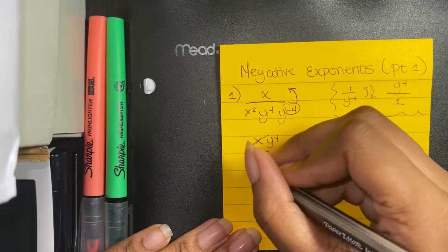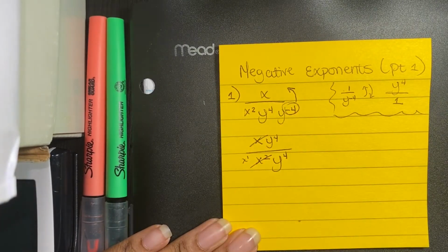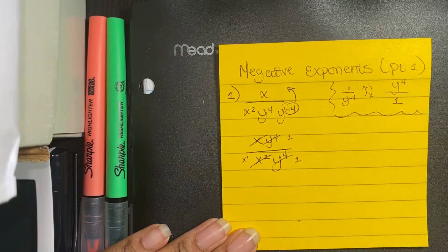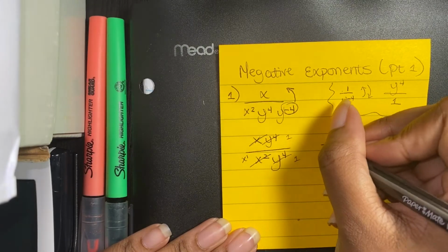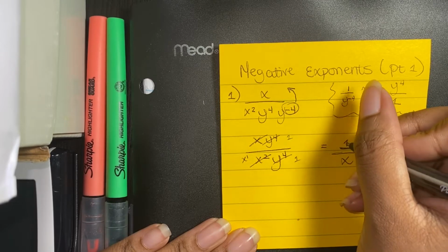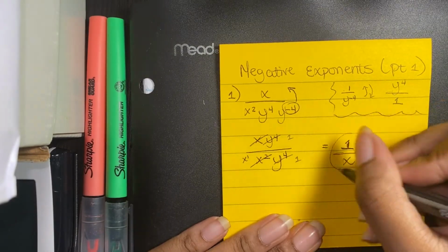So now you can cancel out. 2 minus 1 is 1 and it's greater on the bottom, so you leave the x on the bottom. Y to the fourth being divided by y to the fourth is y to the 0, or 1 rather, because 4 minus 4 is 0. Well, either way, y is out. So now you end up with 1 divided by x, because that's all that was left.